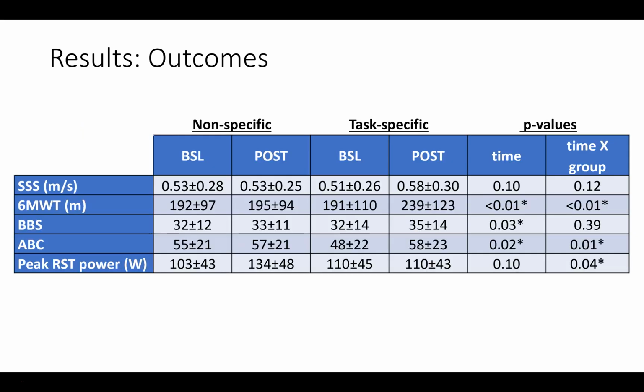For the other outcomes, 6-minute walk test, significantly different with greater changes in the task-specific group. ABC also significantly different, favoring the task-specific group. And then if you remember, we did that recumbent stepping test. That was significantly different between groups, this time favoring the non-specific group, which if you remember, practiced that task as part of their training.